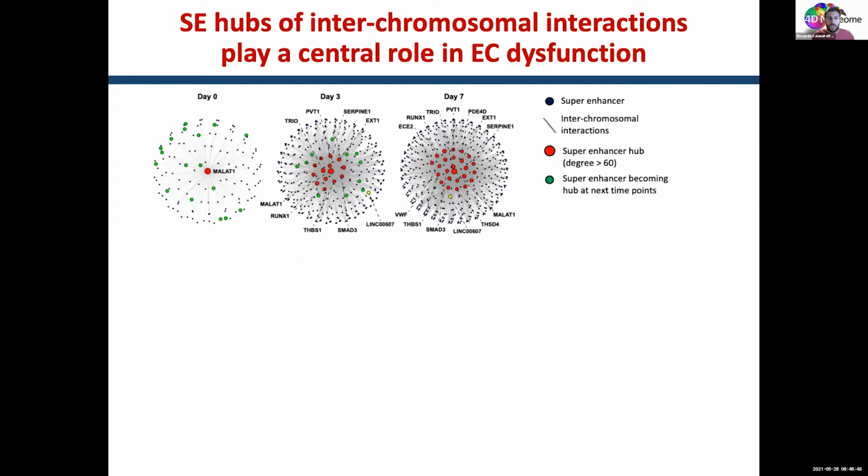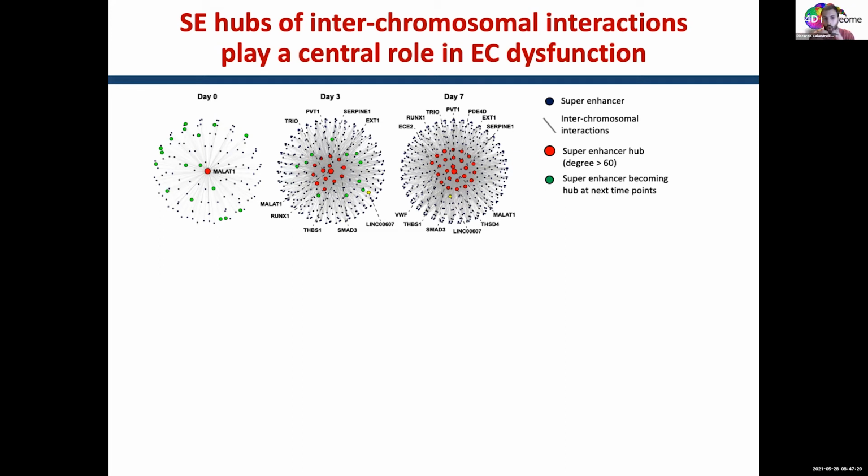Now, to answer this question, what we did was to represent globally the superenhancer interactions using superenhancer networks like these ones. So in here, each of these blue nodes is a superenhancer, and edges represent interchromosomal interaction between superenhancers. But besides that, you can see that there are here nodes colored in different ways. So the red nodes are what we call superenhancer hubs, meaning those superenhancers establishing interactions with a very high number of other superenhancers that you can see.